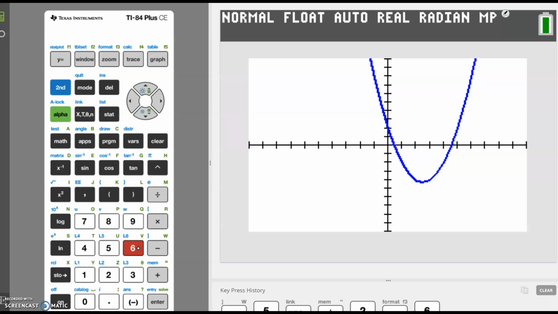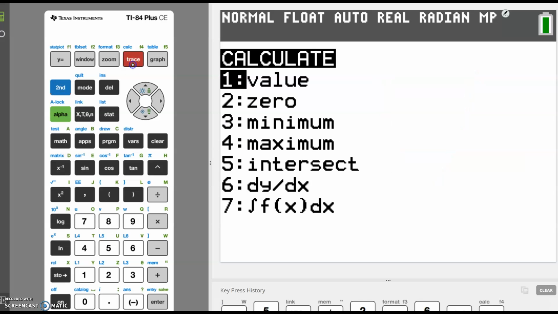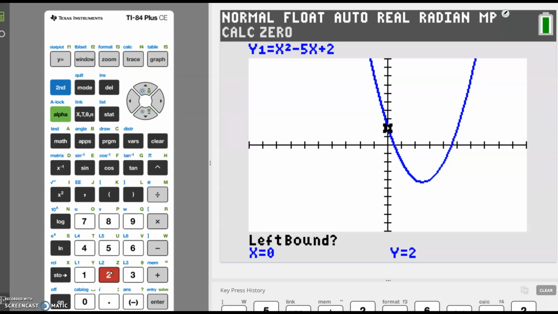So if I want to find those, probably the easiest way to do it, actually there's two ways to do it. One of them is to push second and trace. It brings us to the calculate menu. And option number 2 is zero. Okay, so I push 2 here. There are two x-intercepts here, so it gives you the prompt. It says left bound. That just means you want to be to the left of your x-intercept, and then it'll say right bound, be done to the right of it. So there are two x-intercepts.